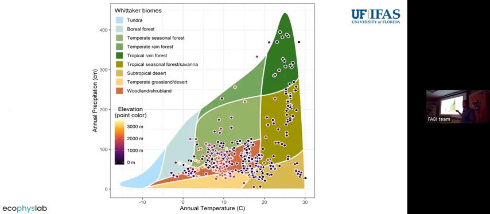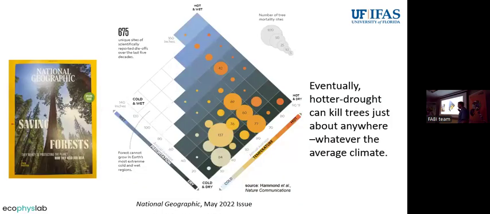So the take-home message here is basically that whatever the average climate of a forest is, eventually pulses of elevated temperature and intense drought stress can lead to these kinds of mortality events. This is work that we shared not only in journal publications, but with the general public in National Geographic a couple of years ago when the data came out. And so this is something that's really a global phenomenon.